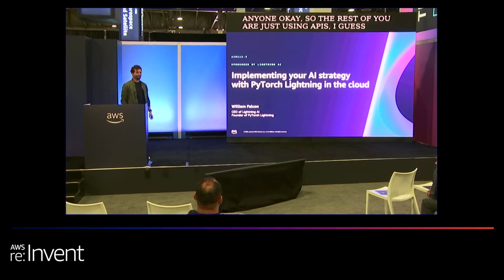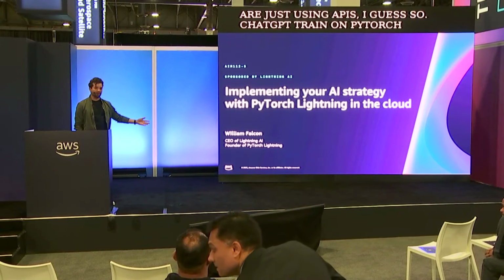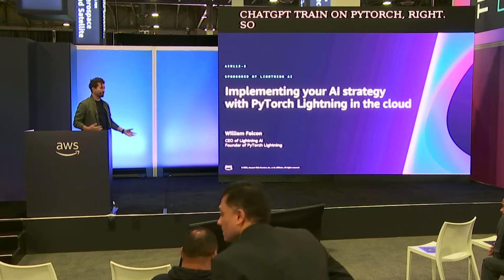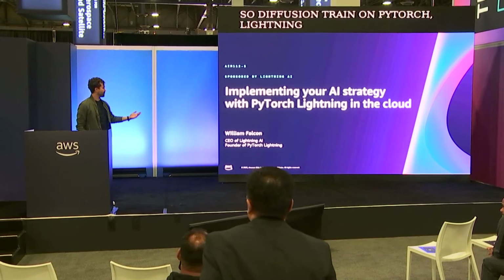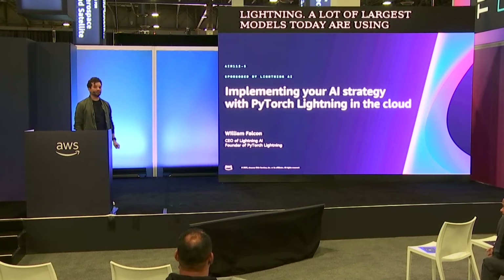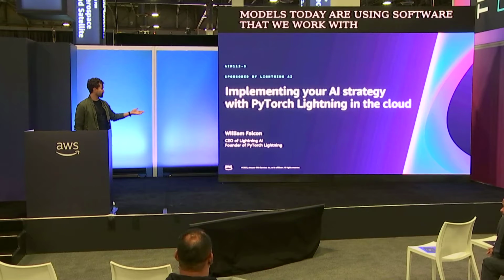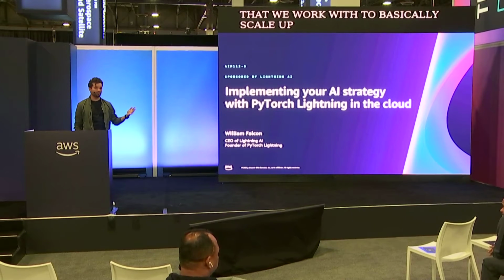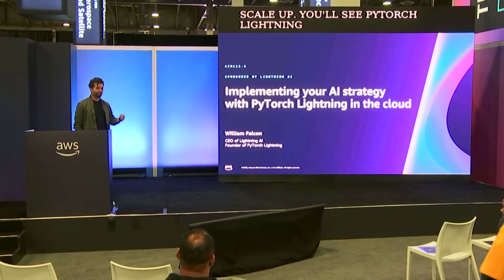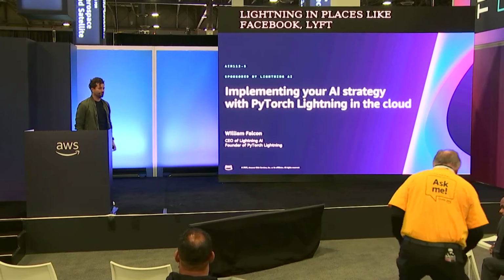So ChatGPT, trained on PyTorch, right? Stable Diffusion, trained on PyTorch Lightning. A lot of the largest models today are using software that we work with to scale up. You'll see PyTorch Lightning in places like Facebook, Lyft, Uber. Over 10,000 companies in the world use it today.